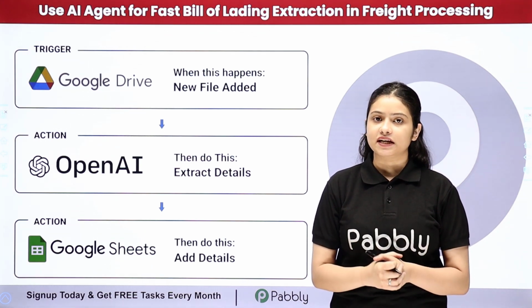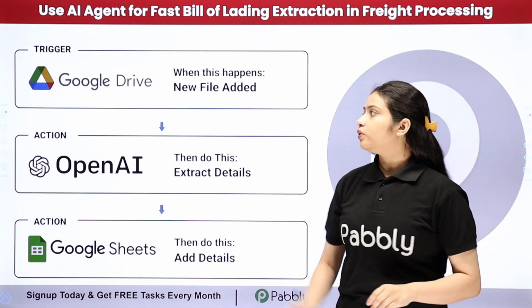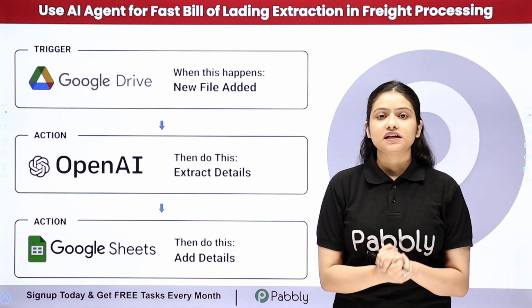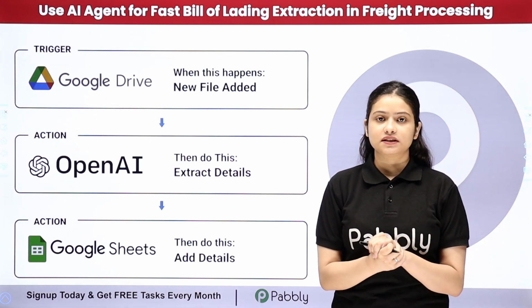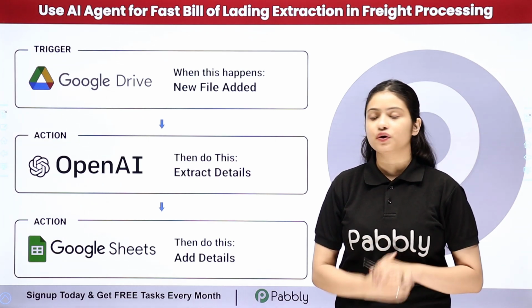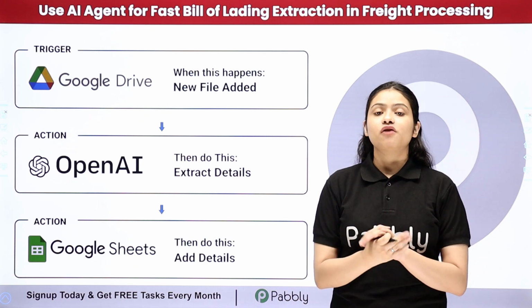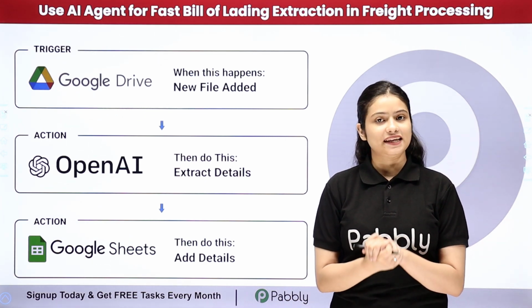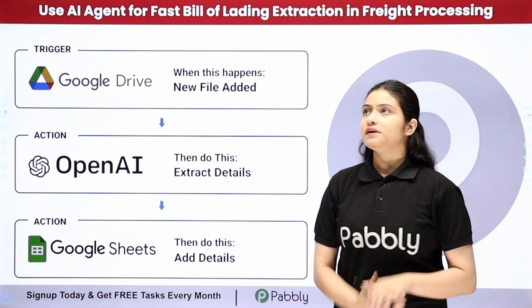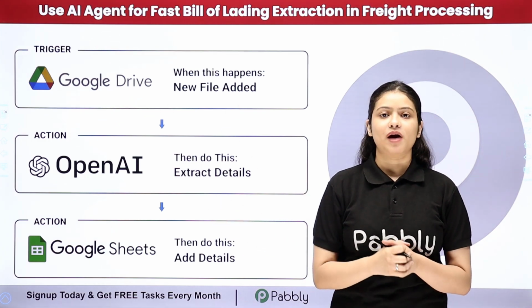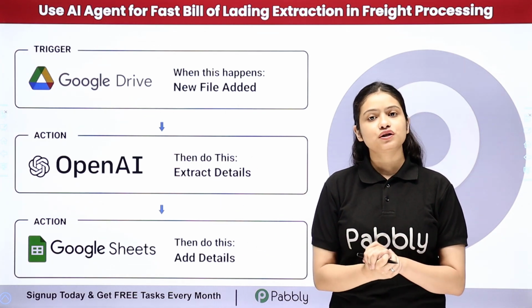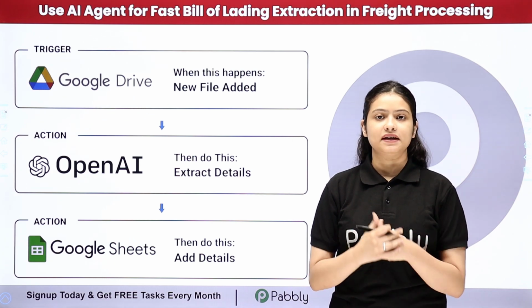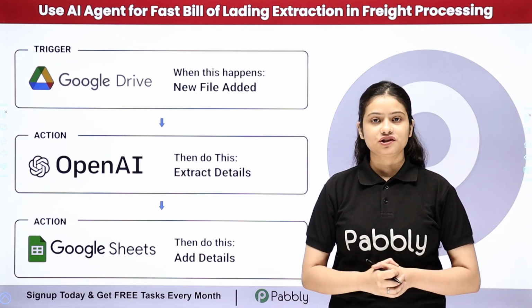Now every time a bill is uploaded in my Google Drive folder, my AI agent is going to automatically extract the necessary details and the record is going to be added automatically in my Google Sheets. For building this automation, I am not going to use any coding or programming skills. I will be simply connecting all these applications with the help of Pabbly Connect. So for your business, if you also want to learn this amazing automation step by step, you have to come towards my screen.